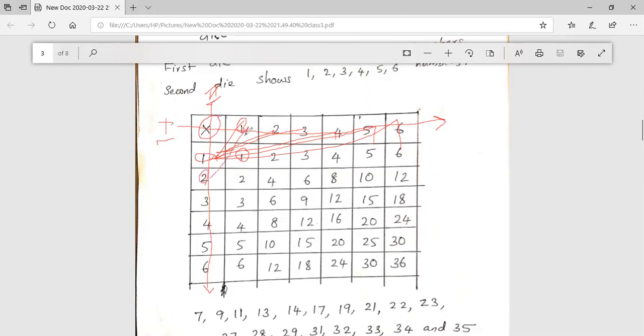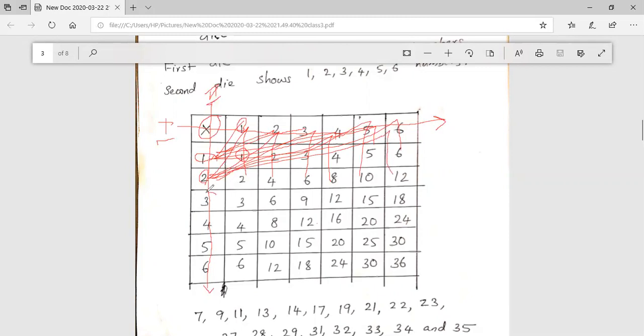2 multiplied by 1, answer is 2. Next, 2 times 2, answer is 4. 2 times 3, answer is 6. 2 times 4, answer is 8. 2 times 5, answer is 10. 2 times 6, answer is 12.